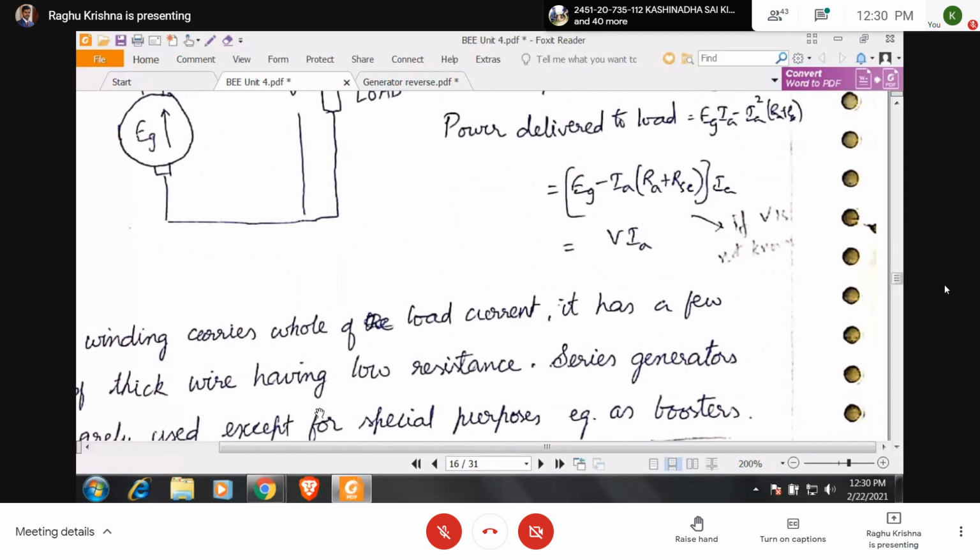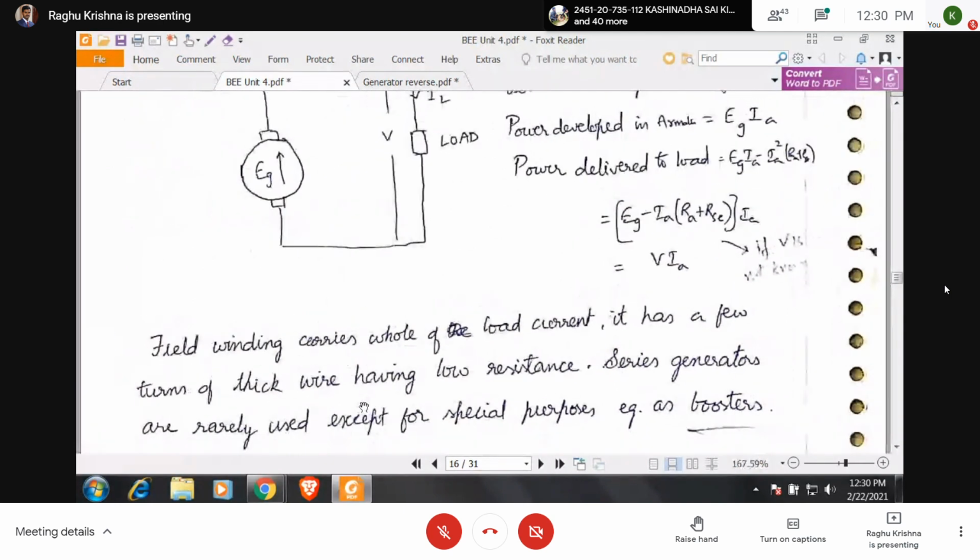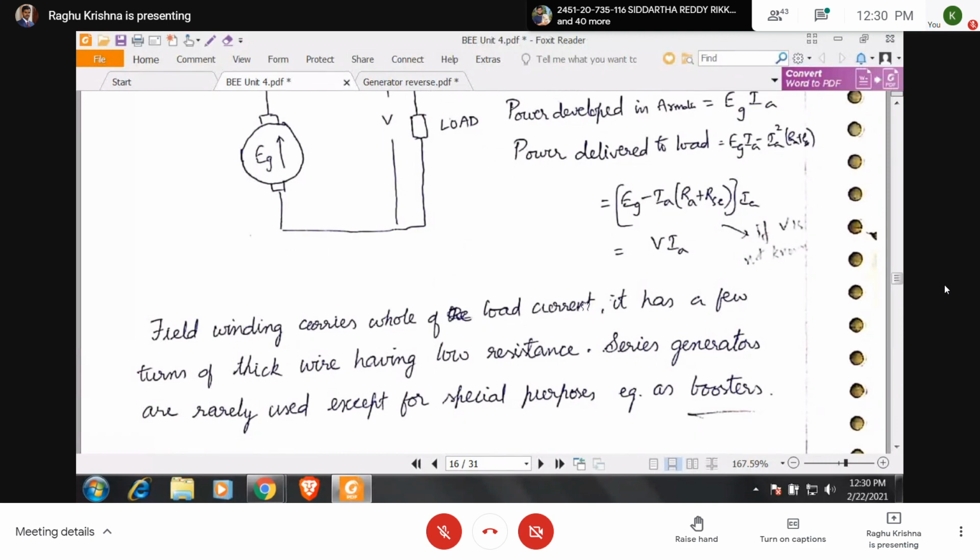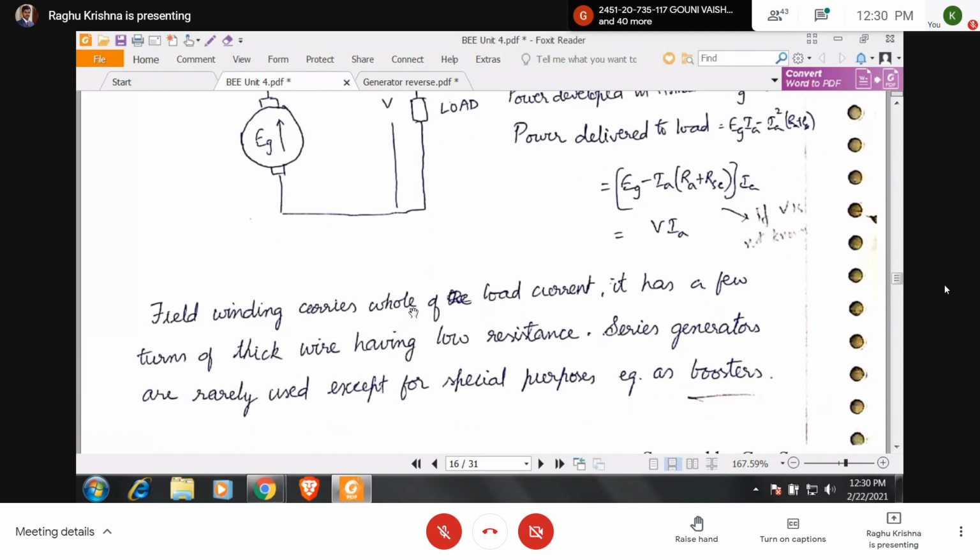So this is about the series generator. Here the field winding carries whole of load current. So current is more. It has a few turns of thick wire. So in quiz paper they may ask this one. It has few turns of thick wire having low resistance.